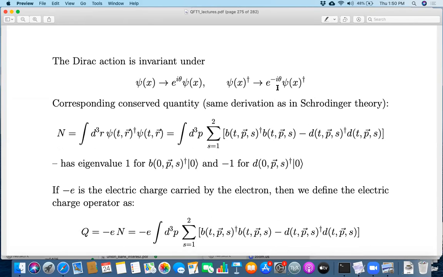Because of this symmetry, there will be a conserved quantity, and we can easily calculate it. In fact, the calculation of J0, which is needed for the charge, is identical to what we had for Schrodinger theory. We just apply the standard Noether procedure. So I leave this as an exercise. You can just look at the derivation for Schrodinger theory. The corresponding operator we had in fact called the number operator. Here it will not be the number operator, but we denote it by N nevertheless. It is given by integral d cube x psi bar psi dagger psi.